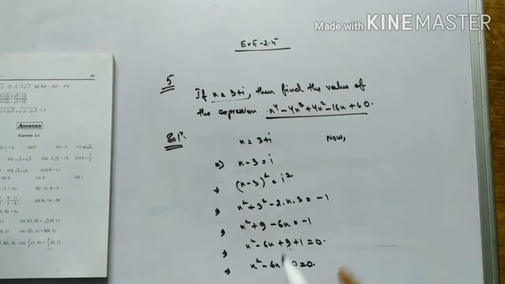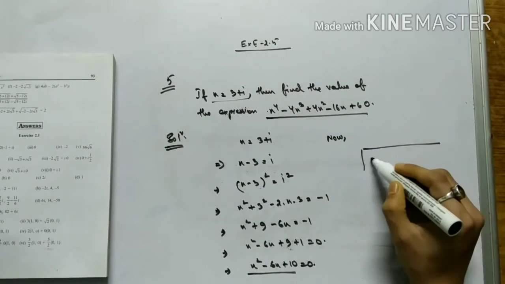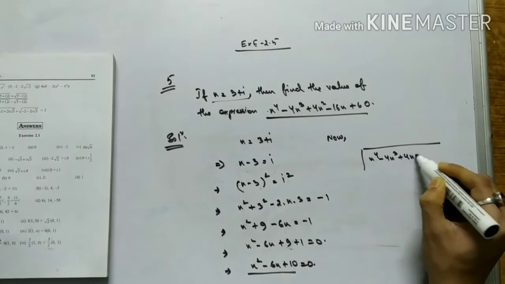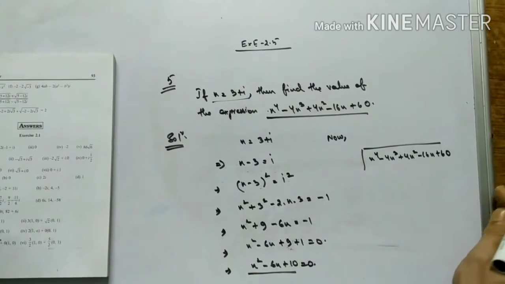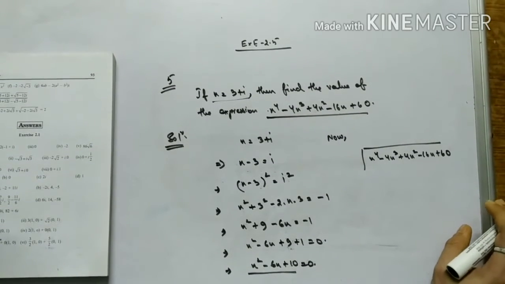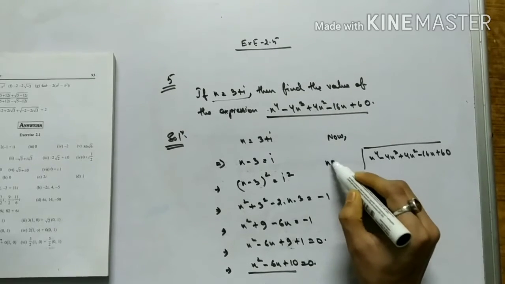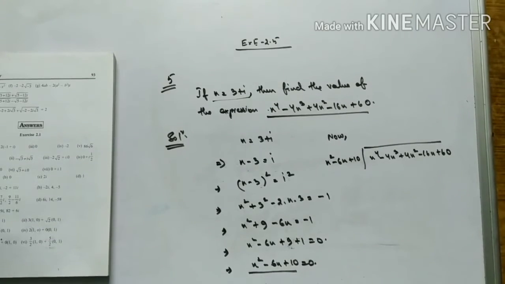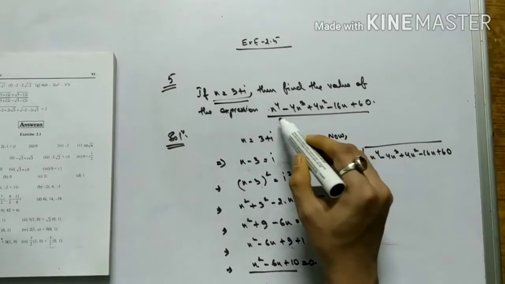This one I will divide it by this one. x to the power 4 minus 4x cube plus 4x square minus 16x plus 60. Okay, this one I will divide it by x square minus 6x plus 10, because in here this is our given and I have to find the value of this.